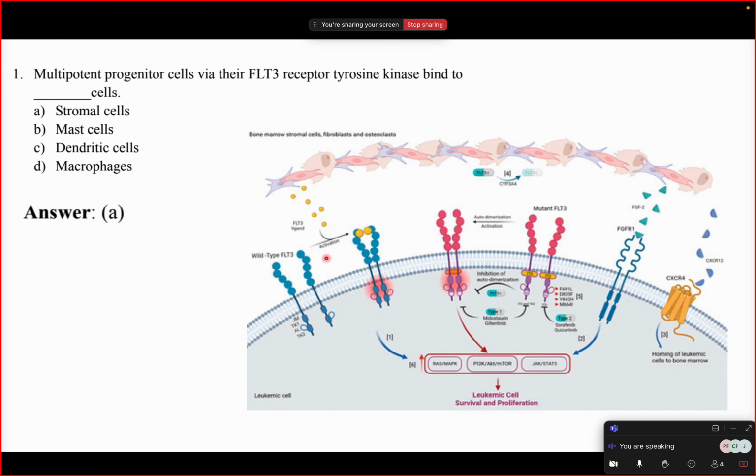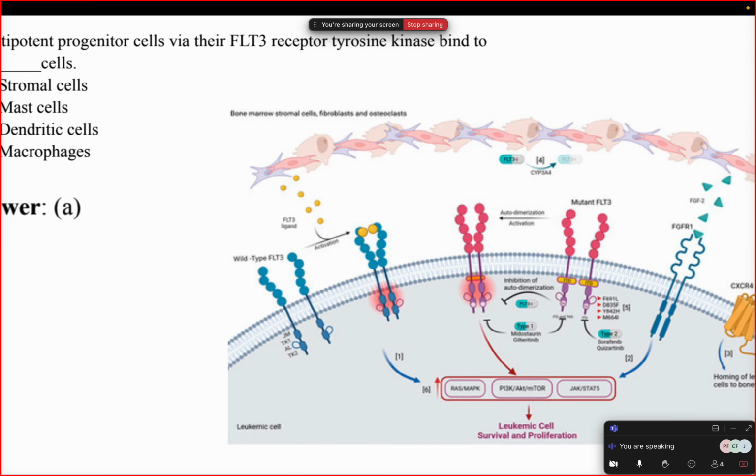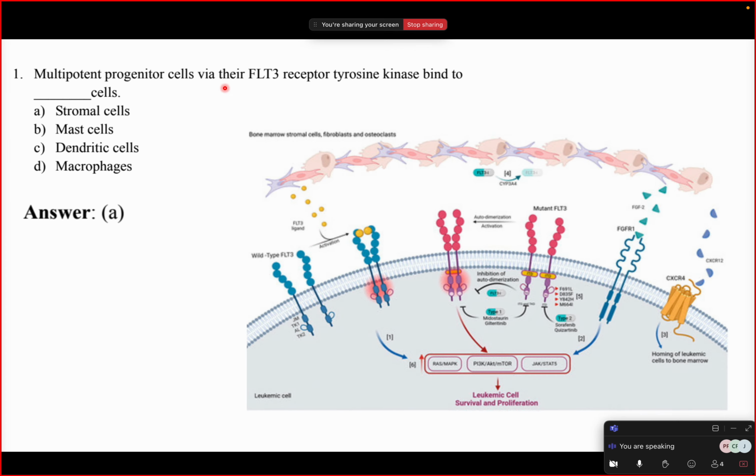So this is not exactly how the cells are generated, proliferated or developed, but I want you to have an idea about the receptor concept. As you can see, this is a leukemic cell, basically a cancer cell. This is your stroma, or the bone marrow. Even the FLT3 receptor is present on cells, and it can have different functions independent of the function through which we have studied it.